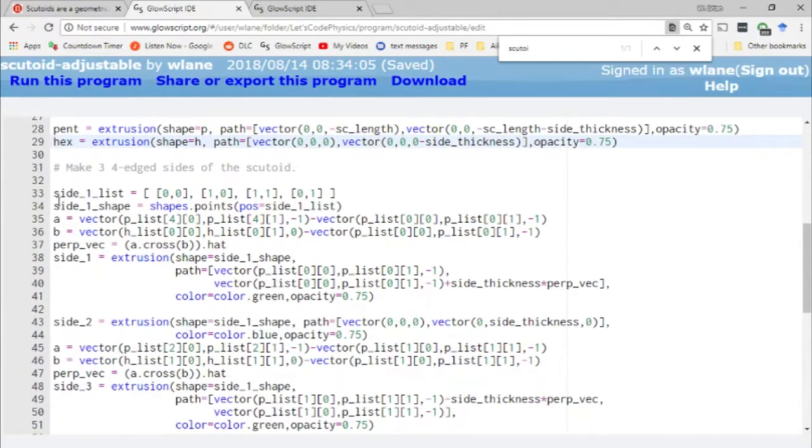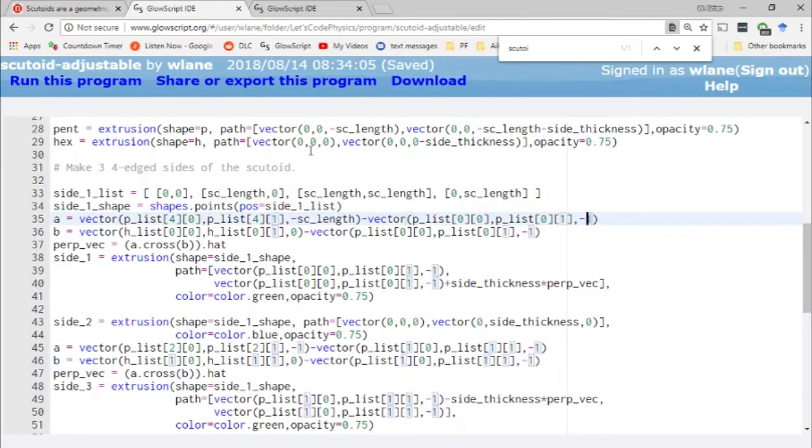Let's see here. We come down to the 4-edged sides. Okay, so these ones here need to become SC length, SC length, SC length, SC length. I could multiply the zeros by SC length, but that won't do me any good. Let's see, we come down here. I've got a -1 in the Z direction, so that needs to be an SC length. Here I'll have a negative SC length, negative SC length. I don't believe I need any others there.